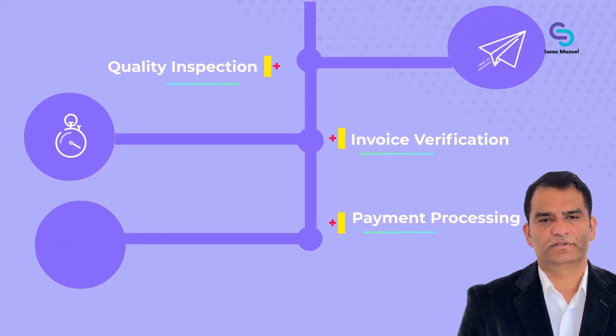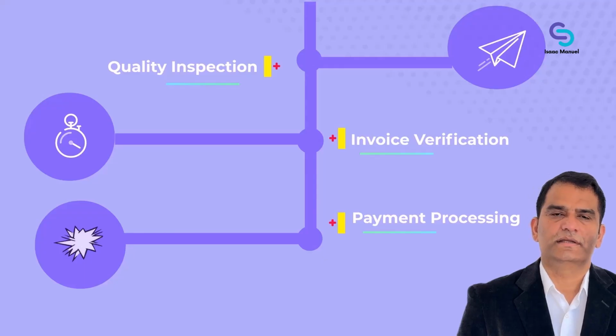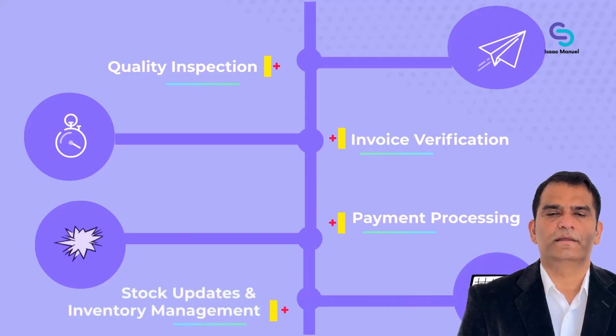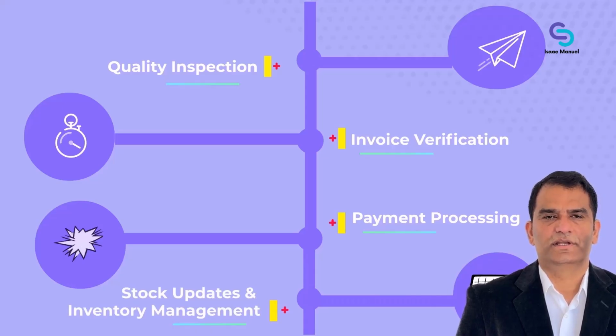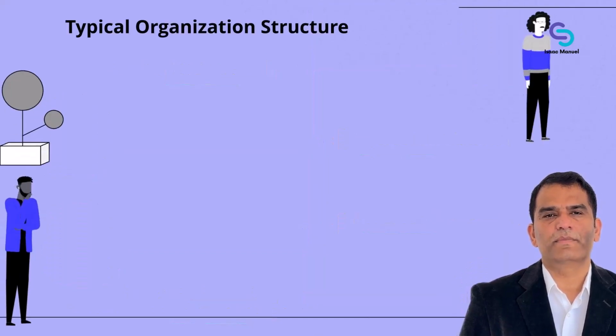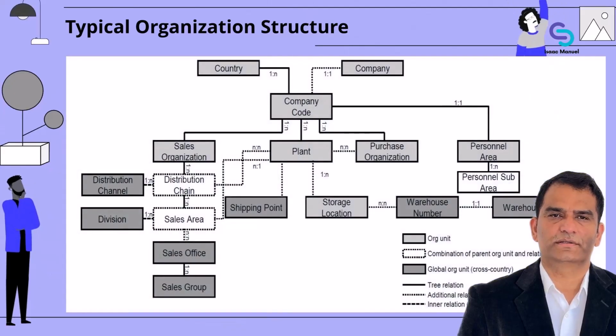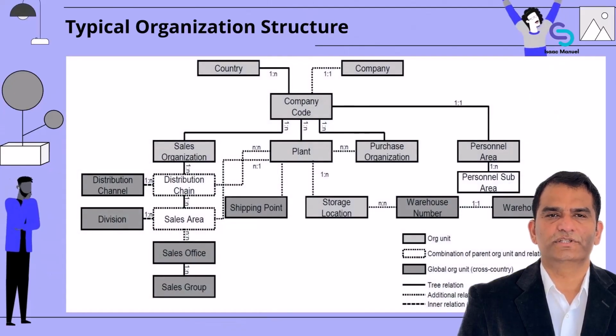Finally, the inventory levels are updated in SAP, accurately reflecting the new stock available. These steps together build the core of SAP MM, creating an organized, streamlined, and highly efficient approach to managing materials in any business scenario. In SAP MM, a well-defined organizational structure is essential for efficient procurement and inventory management.